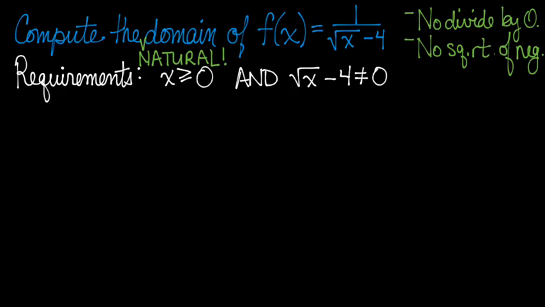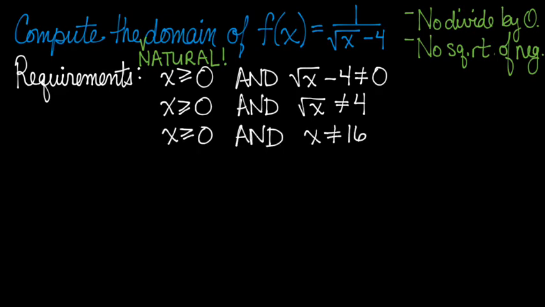Now this first inequality is already solved, x greater than or equal to 0, so we don't have to mess with it. The second one, though, I can solve in 2 steps, adding 4 to both sides and squaring both sides. I get x not equal to 16. Definitely we do not want to count negative 16 here because you can't take the square root of negative 16. So I have these two conditions.